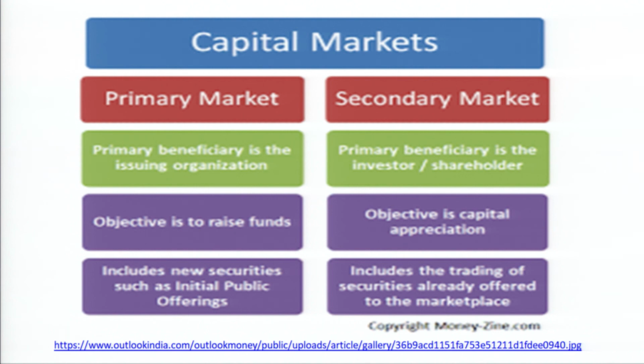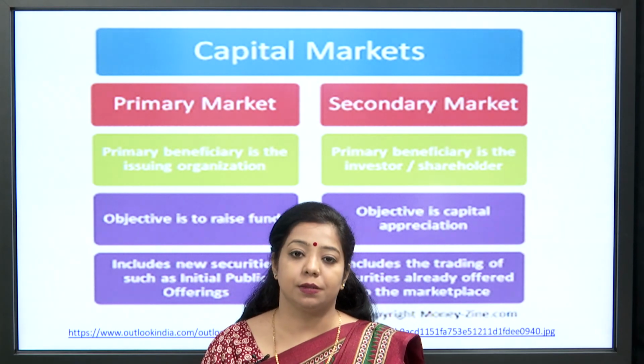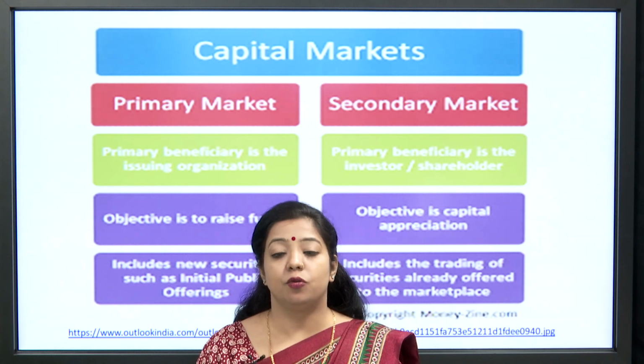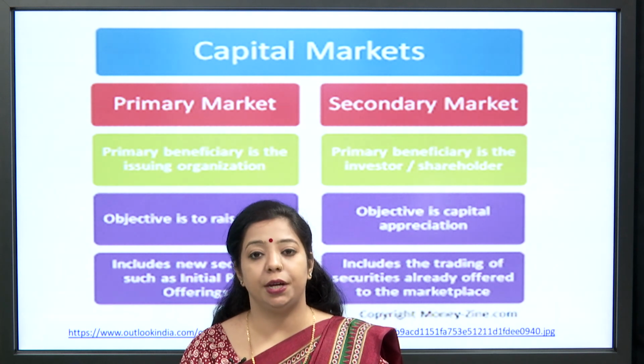The main objective in the primary market is to raise funds by issuing initial public offerings or FPOs. In the secondary market, which is a part of capital market, the main objective is capital appreciation, or to have more capital. The primary market includes new securities such as initial public offerings from the companies who want to become shareholders or create their equities.